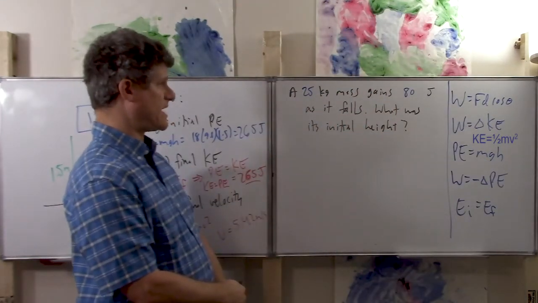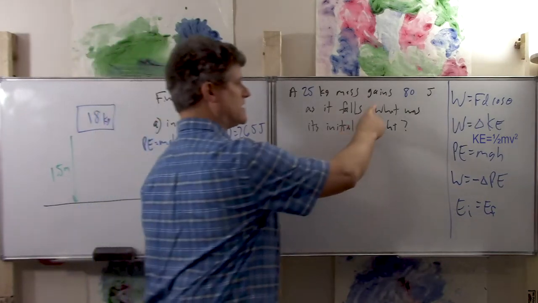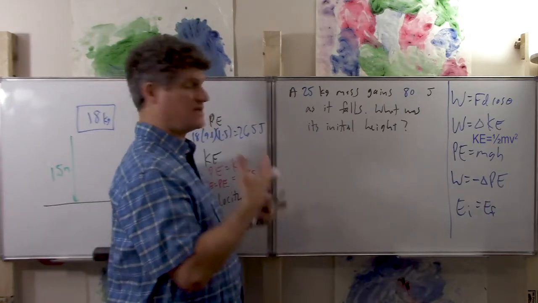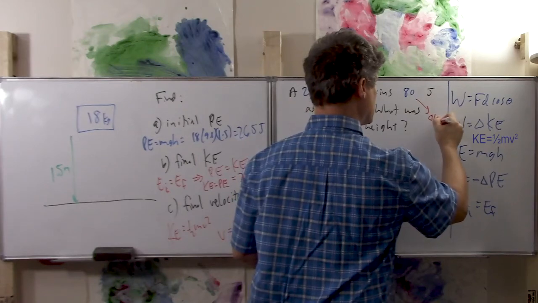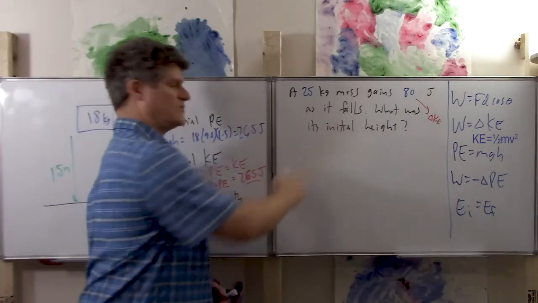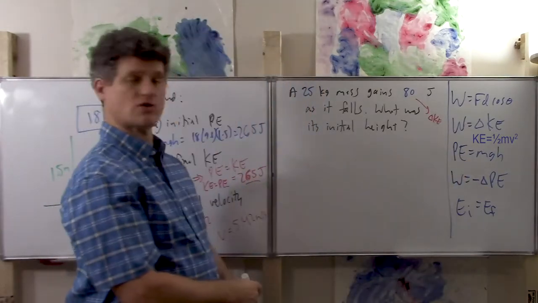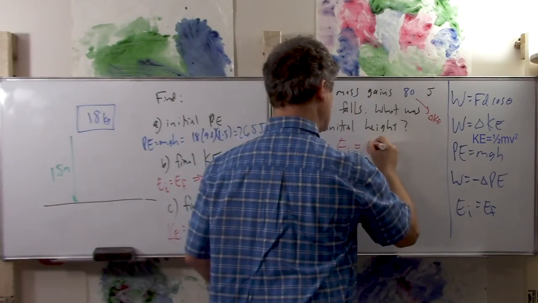A 25 kilogram mass gains 80 joules as it falls. What was its initial height? Okay, what does it mean gains 80 joules? What type of energy does it gain as it falls? It gains kinetic energy. So that's going to be a change in kinetic energy. So initial height, how can we find initial height? Well, height shows up in the potential energy. So we can start with the idea of conservation of energy. We can say E initial equals E final.